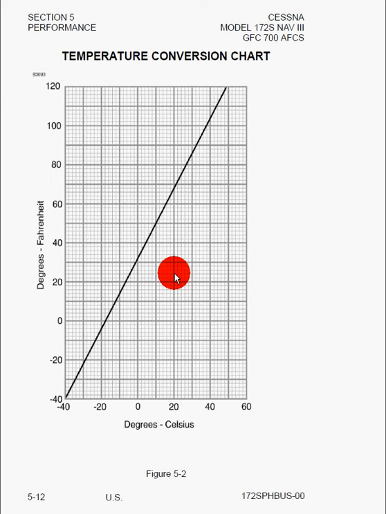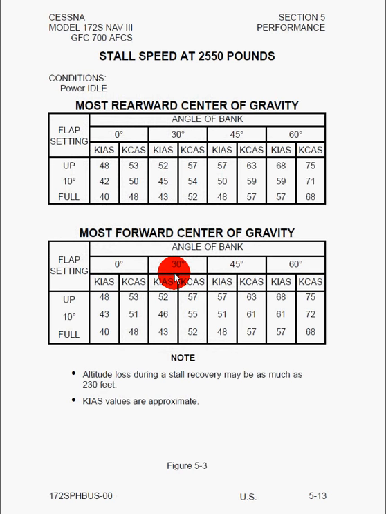Here we see the stall speed at 2,550 pounds, and it says here the condition is power idle, and it says for rearward center of gravity, so the most unstable, and most forward center of gravity, or the most stable condition. And we can see what the stall speeds are and how they vary for various flap settings. Now here's an important note. It says altitude loss during stall recovery can be as much as 230 feet, and knots indicated airspeed values are approximate.